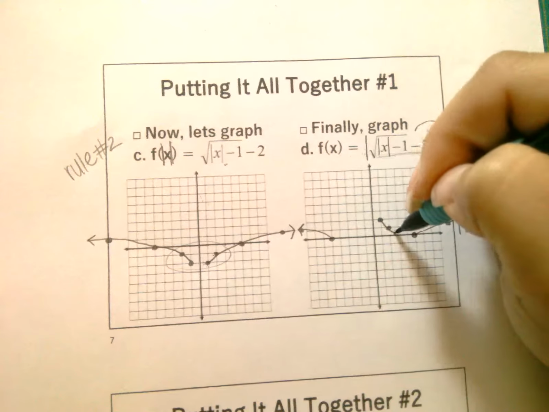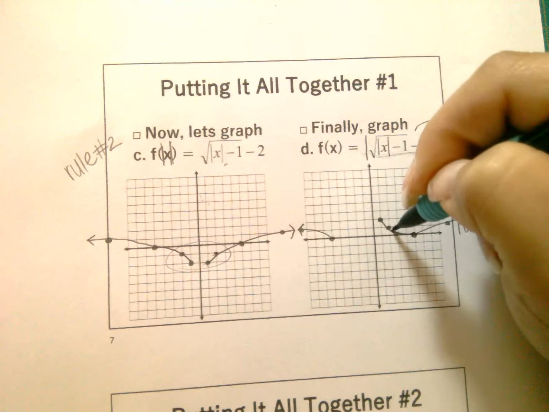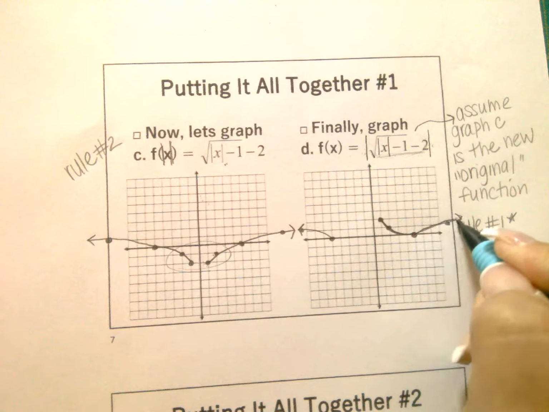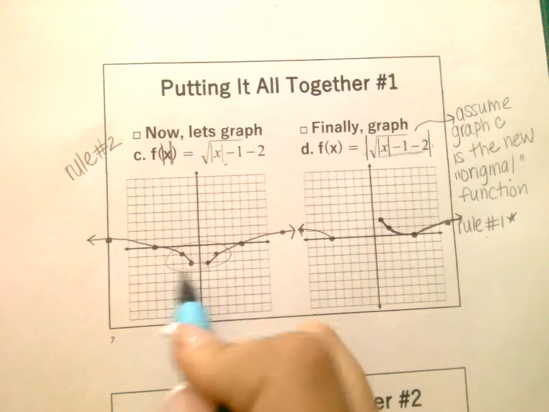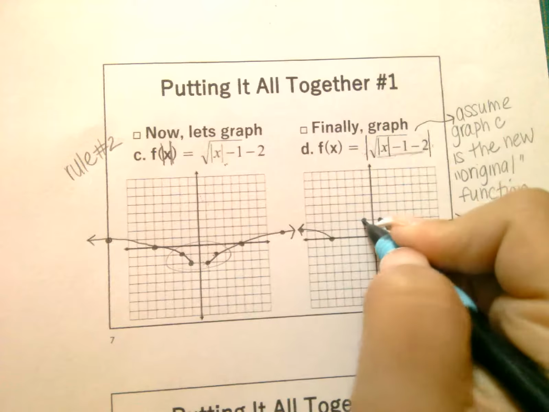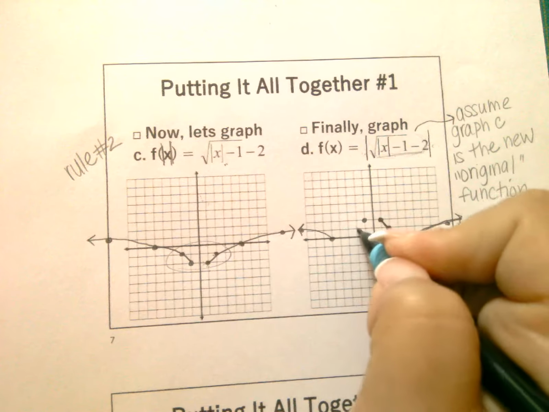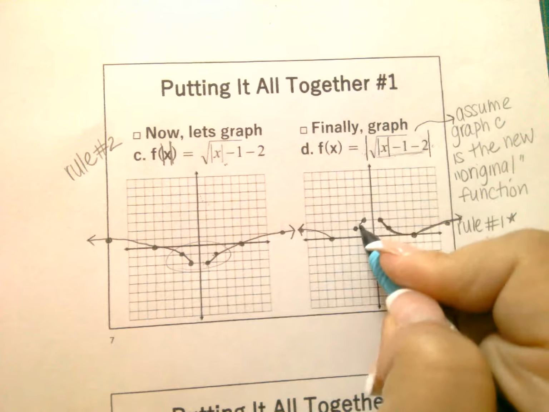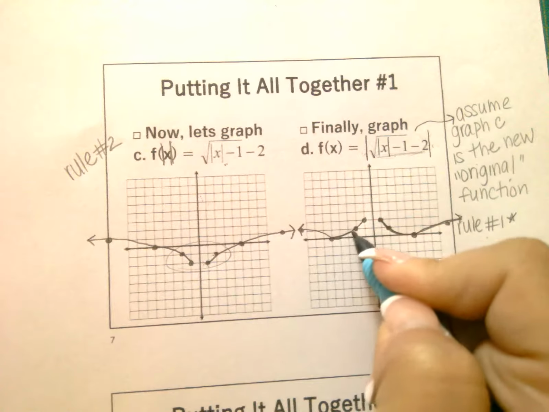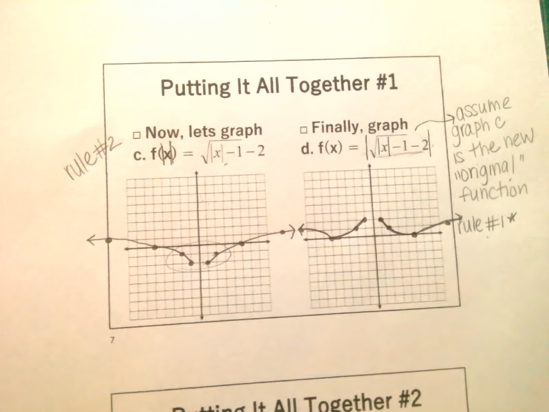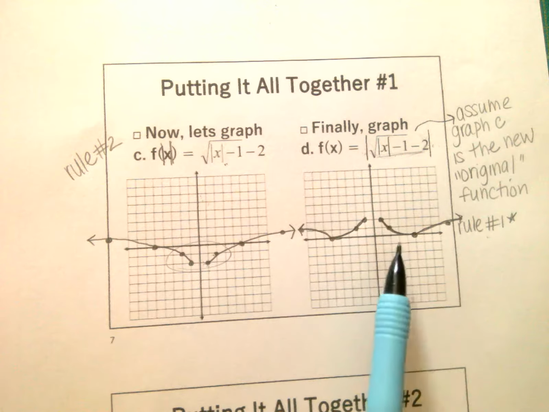Okay, and we can connect all right, and then we have negative 1, negative 2. We're going to reflect upwards, and negative 2, negative 1, that goes up top as well. Okay, so that would be the completed graph for part D.